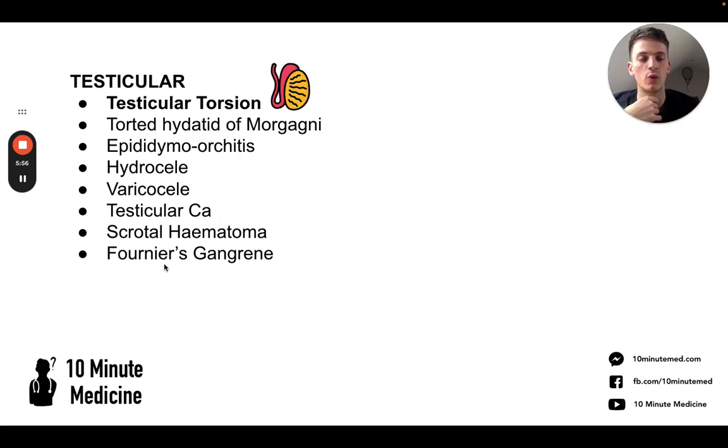And a very important one is Fournier's gangrene. So the very first sign of Fournier's gangrene could just be testicular pain, scrotal pain, and it's something that would develop obviously fairly rapidly in time. There's also a couple of other differentials to consider.